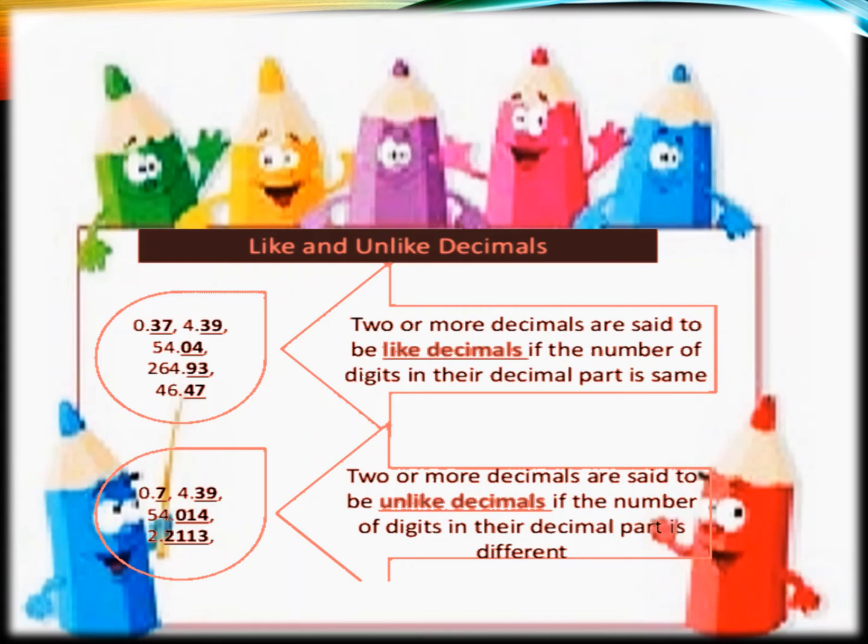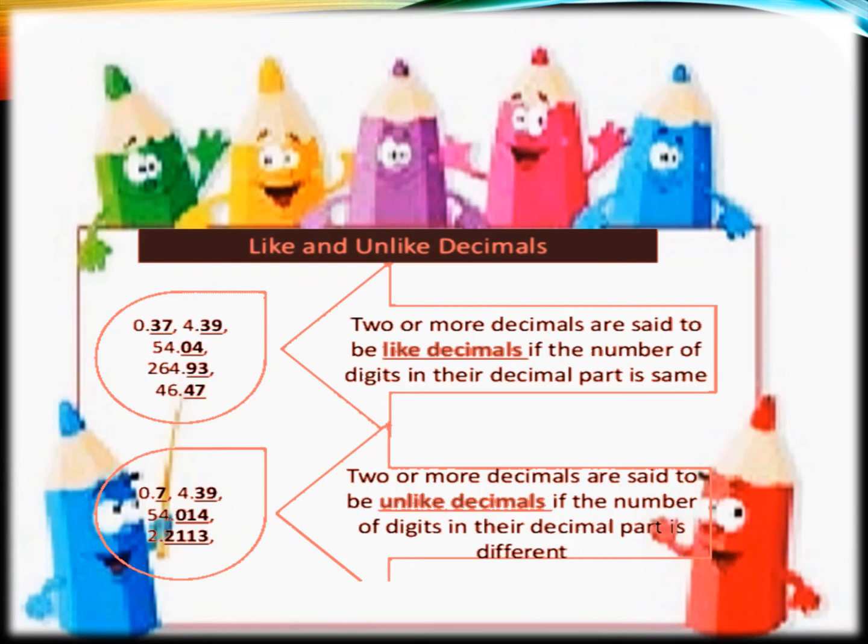But some may be at 3 places, that is unlike decimals. Let us see here. 2 or more decimals are said to be like decimals if the number of digits in their decimal part is the same. After the decimal there are 2 digits in all the numbers, or 3 digits in all the numbers given, etc.